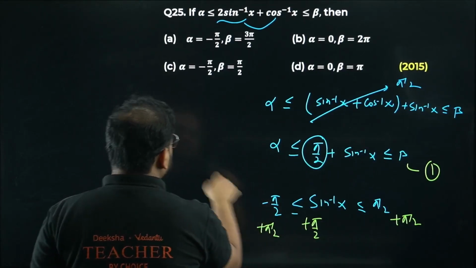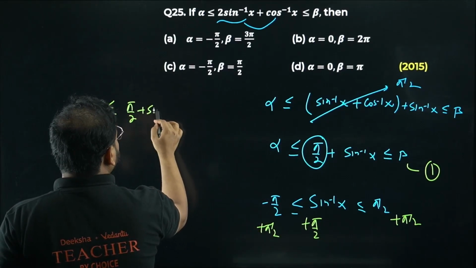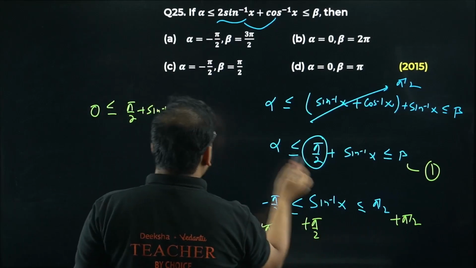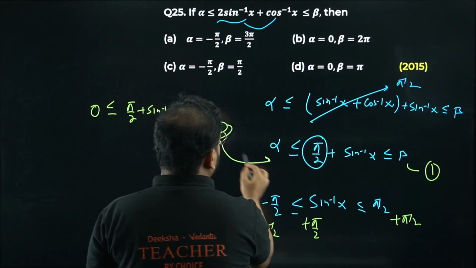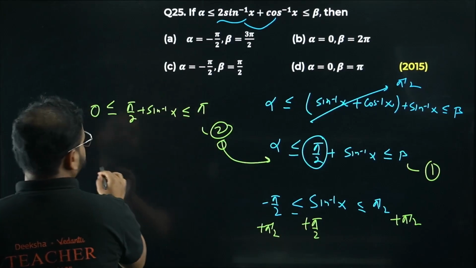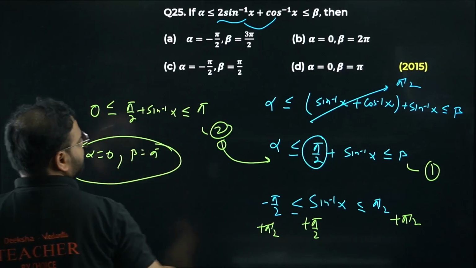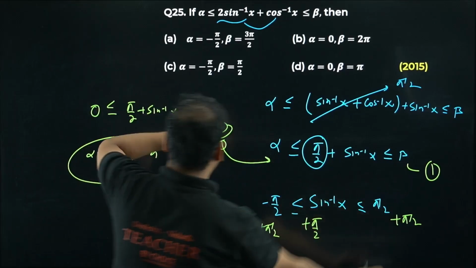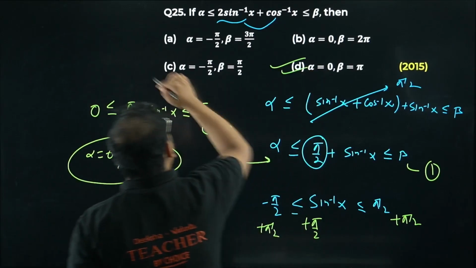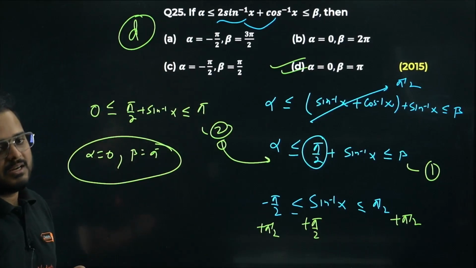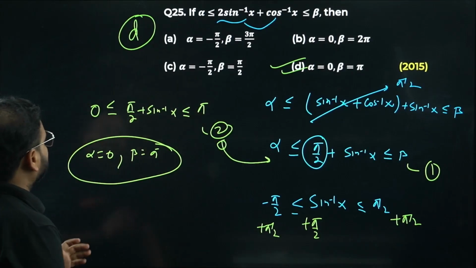Check my second equation. I get this as 0 less than or equal to pi by 2 plus sin inverse of x less than or equal to pi by 2 plus pi by 2, so pi. This is my equation number 2. Compare 1 and 2, please check. What I'm getting is beta as pi and alpha as 0. Alpha is 0 and beta is pi. So your answer would be D, I think. Answer D is correct. 25th is done, right? Have I made any mistake? I hope not.